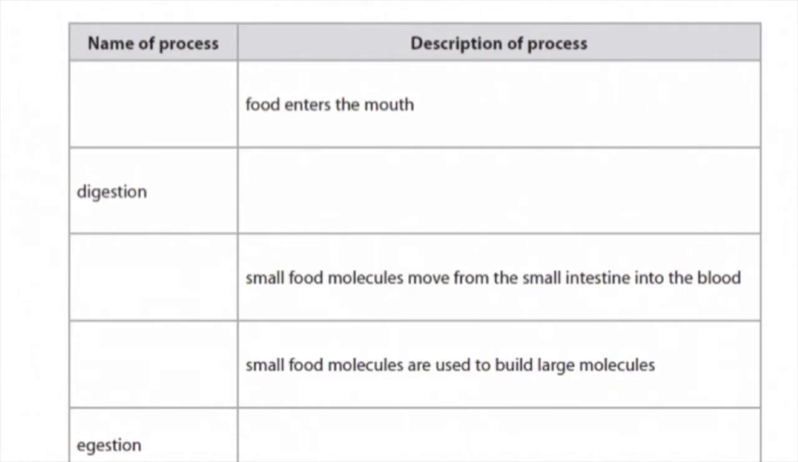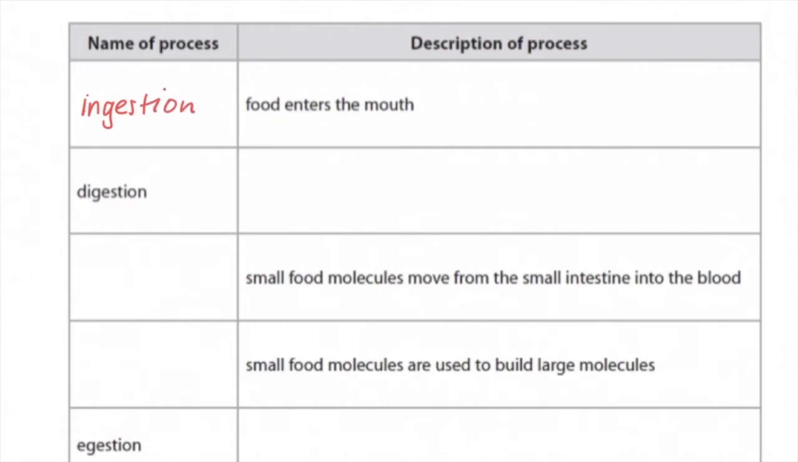Let's look at a second example of an exam question. The table contains names and descriptions of processes involved in the digestive system. Complete the table by filling in the missing names and descriptions. There are 5 marks for this question. Here you have to remember the definitions we went through in the lesson. Remember, it goes ingestion, digestion, absorption, assimilation and egestion.